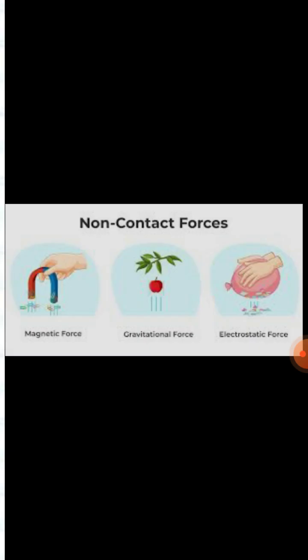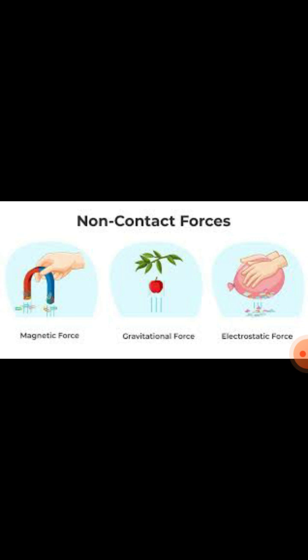Now, non-contact force. The force which arises even when two objects are not in contact with each other is known as non-contact force. It is of three types, gravitational force, electrostatic force, and magnetic force. The force exerted by Earth on all objects is known as gravitational force. The magnetic force: the opposite poles of magnets attract each other due to magnetic force. The attraction between opposite charges is known as electrostatic force.